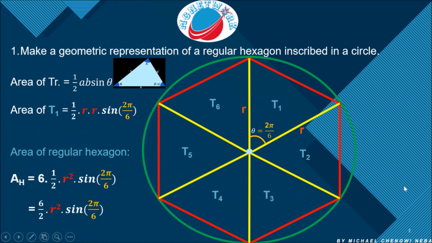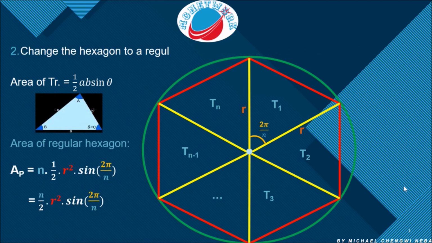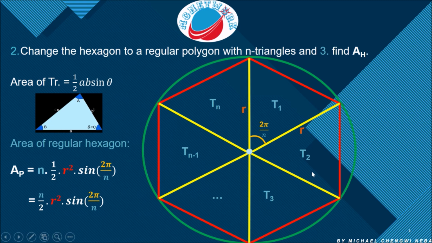Let's go to the next point where we are going to change the number of triangles that we have created. In this case, this regular polygon is going to be divided into n triangles. We assume that we have n sides that form n triangles from T1 to Tn. So we have actually changed the hexagon into a regular polygon of n triangles. And now we want to find the area of this regular polygon with n sides.